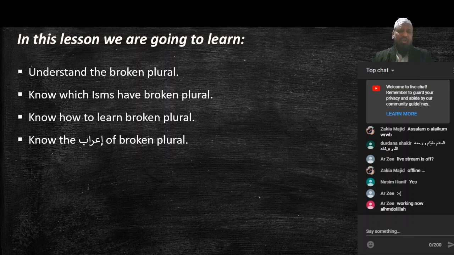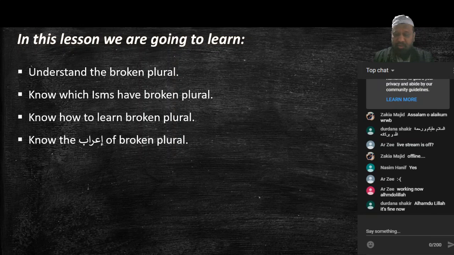Now today we're going to learn the second type of jama, al-jam'ul mukassar, the broken plural. These are the few things we're going to learn today: understand the broken plural, know which isms have broken plural, know how to learn broken plural, and the i'rab of broken plural.